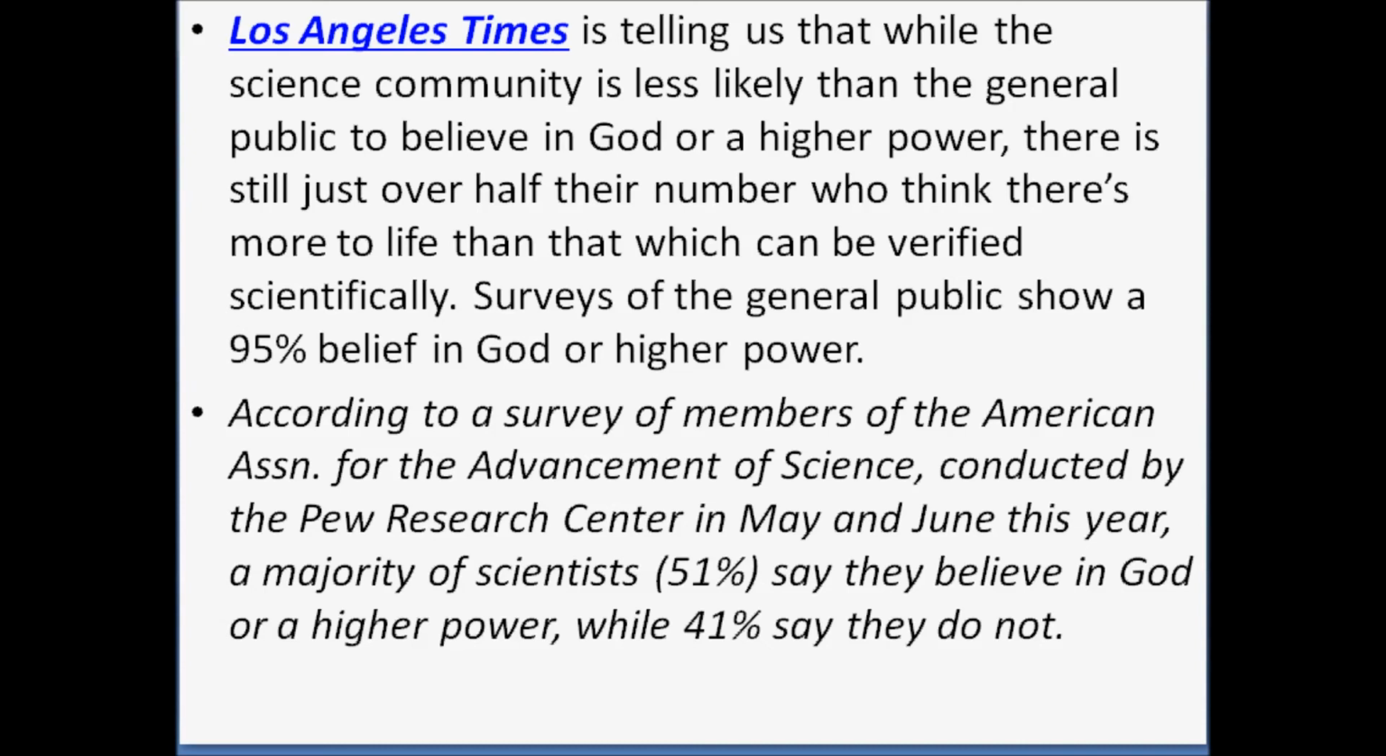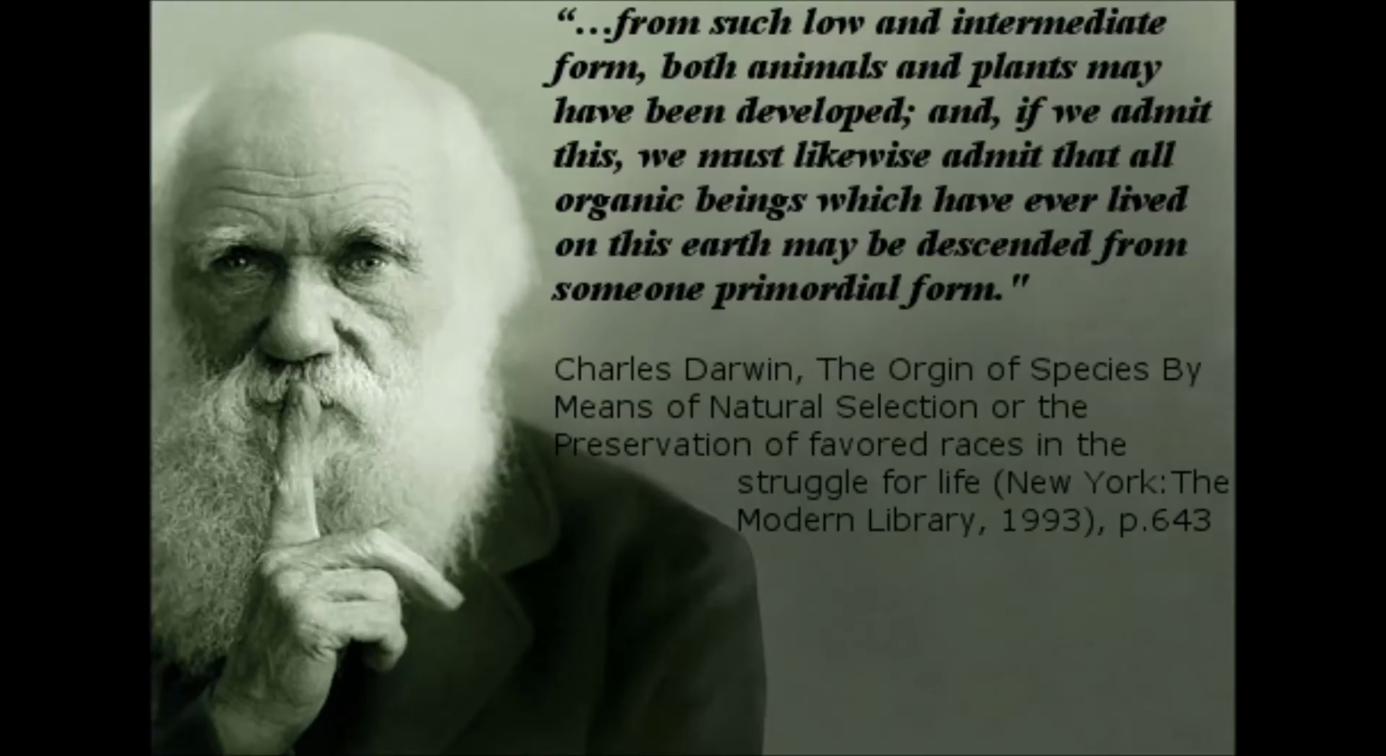I'm a very open-minded guy, and I think what we should do is still study this and be mindful about it. Even Darwin, although not a creationist, or maybe not intelligent design, still believed in some kind of power. Darwin said, from such low and intermediate forms, both animals and plants may have been developed, and if we admit this, we must likewise admit that all organic beings which have ever lived on this earth may be descended from some primordial form. Many of us think Darwin was an atheist because of his theory of evolution, but he was actually Anglican and was baptized when he was young, and he was said to have become a Christian before his death.